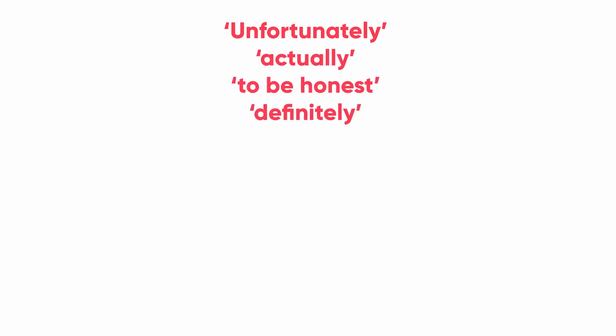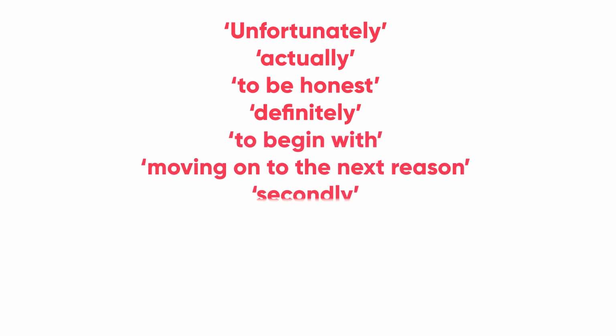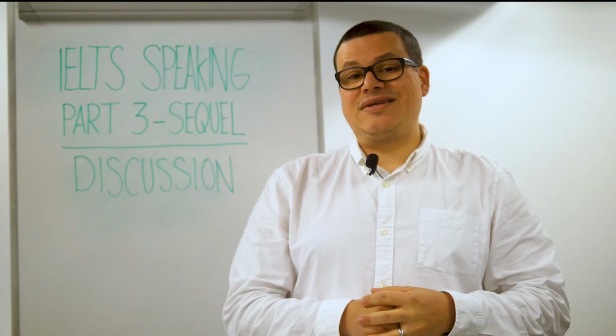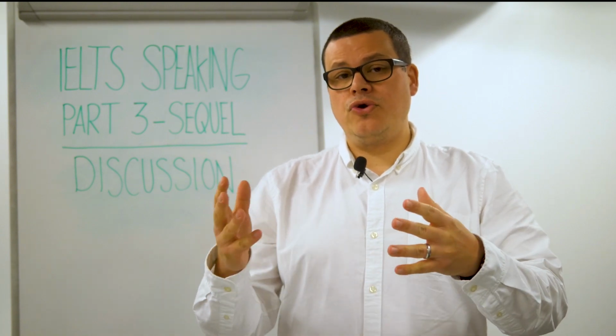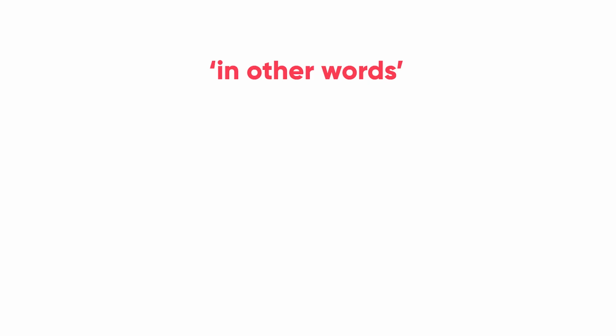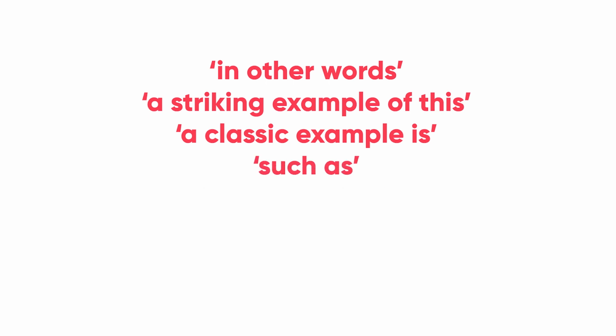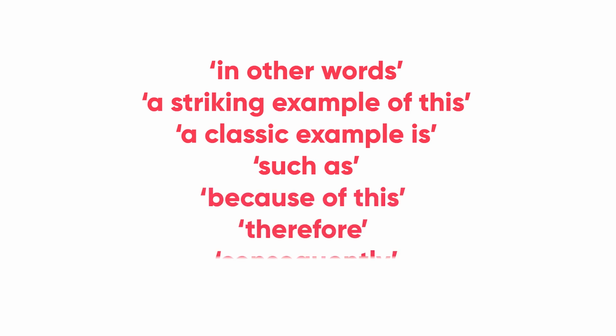You may need to talk about a sequence of things, so try to begin with, moving on to the next reason, secondly, or finally. And use besides, additionally, or another good example of this to add more information. You'll probably need to provide examples to support what you're saying, so you could introduce them by saying, in other words, a striking example of this, a classic example is, or something simple like such as. And you could vary how you talk about results by saying because of this, therefore, or consequently.